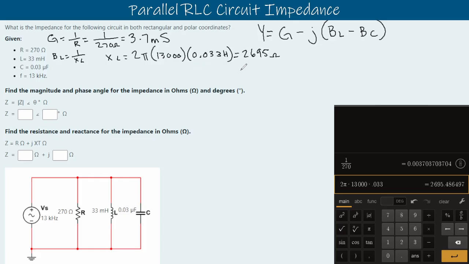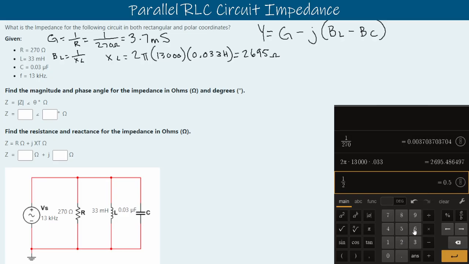And we want to convert that over into susceptance. So we'll use that 1 over XL, and that will give us our susceptance value. Say 1 over 2,695. And that gives us a pretty small number. We'll say that our BL is equal to 1 over our XL, and that is our 0.371 millisiemens. Really small.